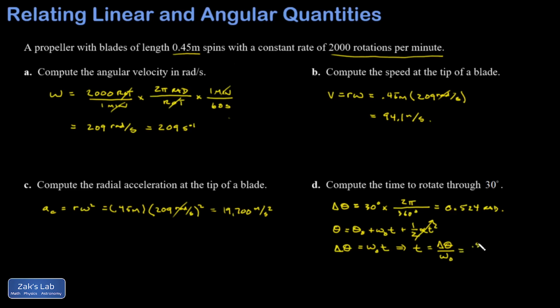And that's 0.524 radians over 209 radians per second. I end up with seconds as my surviving unit, so that's a good thing. And I get 0.00251 seconds out of this, or I could call it 2.51 milliseconds.